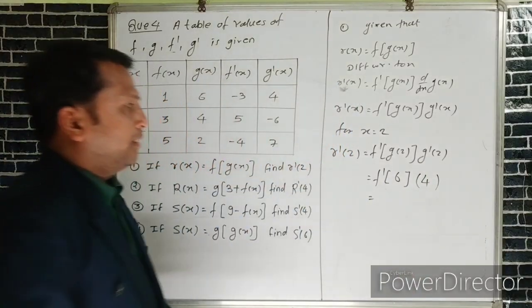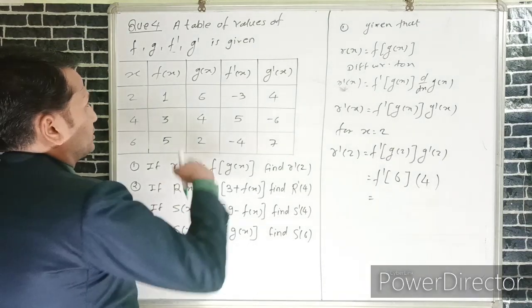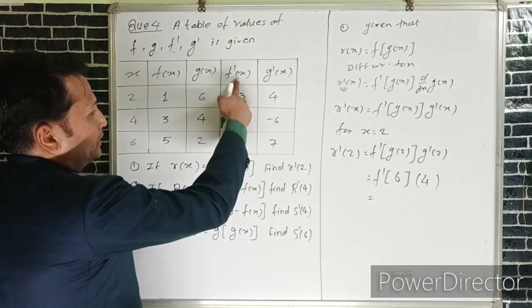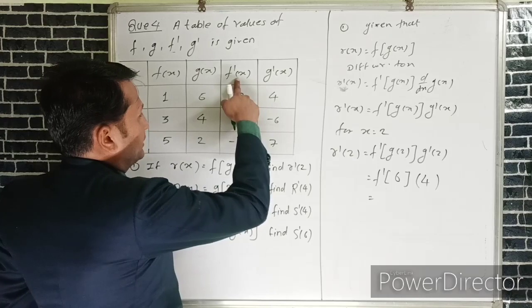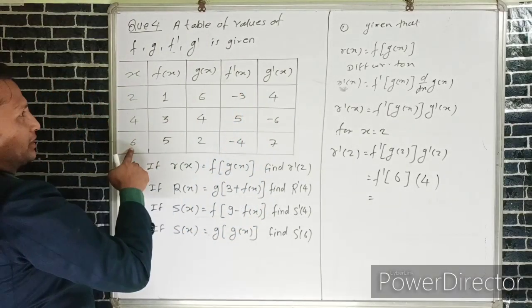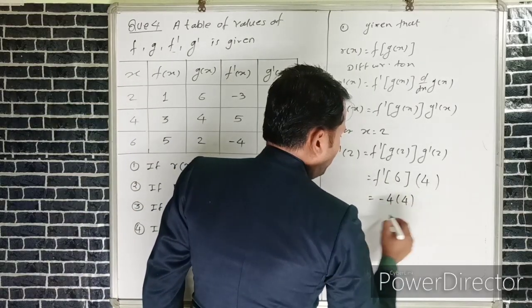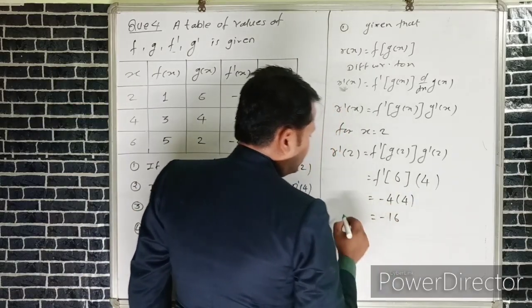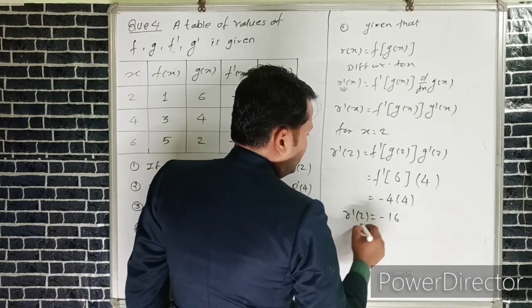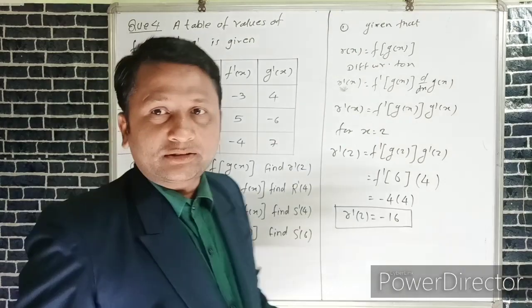Now we put the value of f dash of 6. First we take the column of f dash of x, and put x replaced by 6. Hence f dash of 6 is minus 4. Minus 4 into 4 is equal to minus 16, which is the required value of R dash of 2.